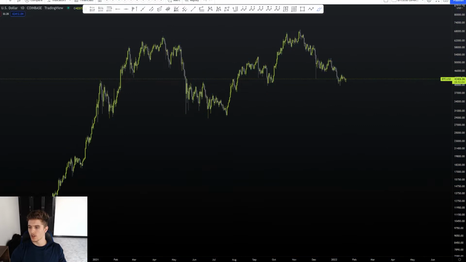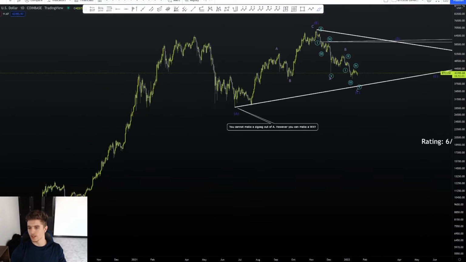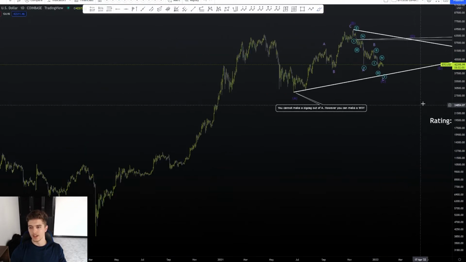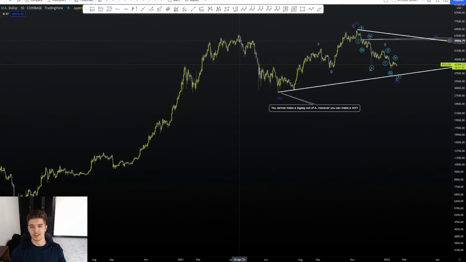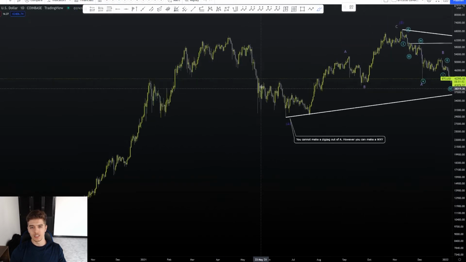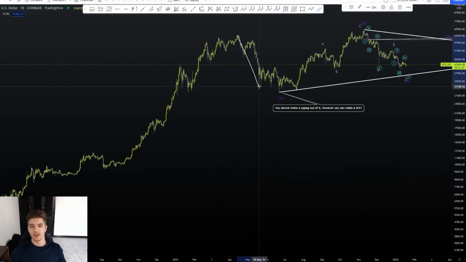Now the next count I want to show you guys, which I'm not too enthusiastic about at this point, is the running triangle. I just don't like this wave A. You can't really make a nice zigzag out of it. Maybe if you were to say this is a 1, 2, if you were to say this is a wave A, B, C, and this is all an ending diagonal, it's possible, but it's not pretty. And this could also all be a WXY, but that's not too common to see in triangle corrections.